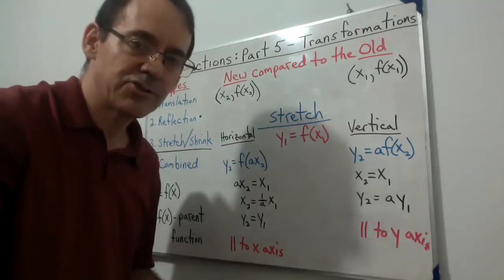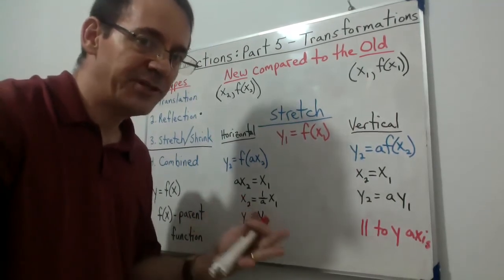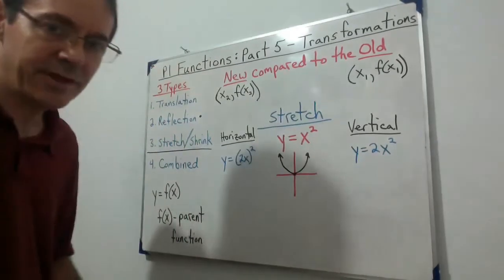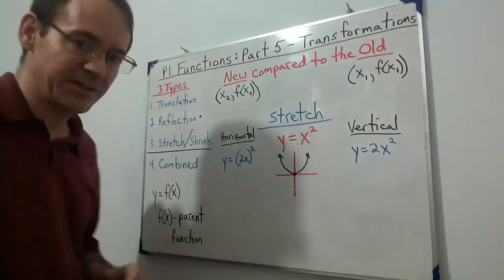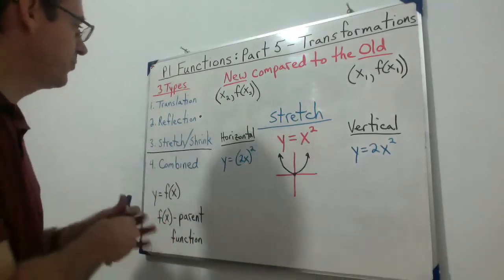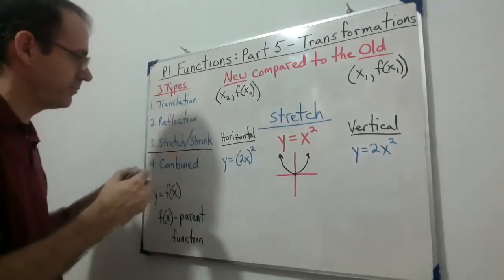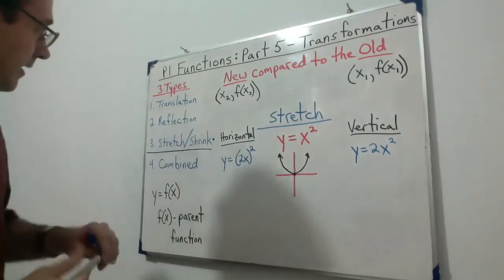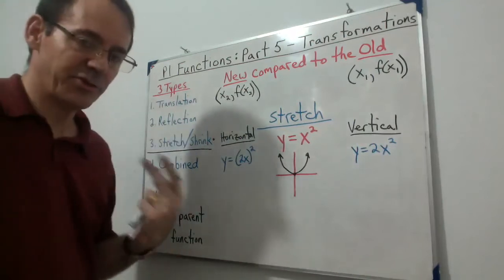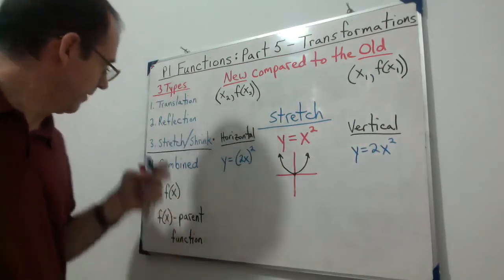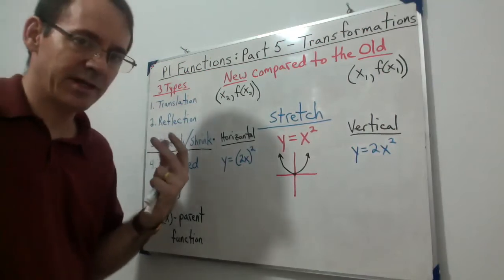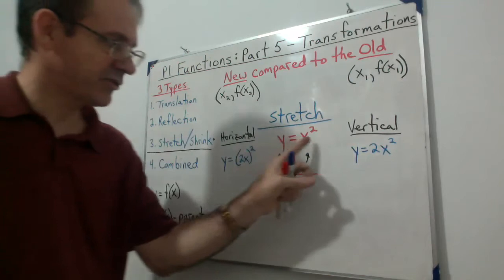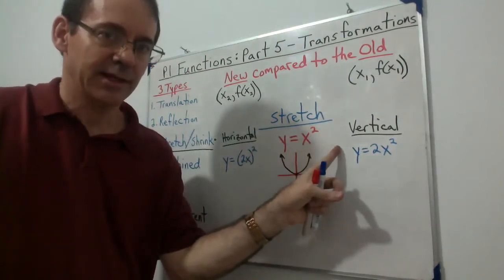Now, let me show you a visual representation of this. Okay, you ready for the graphic illustration? Now, in the first one, we're now down, I forgot to move my little marker here. Now we're down on stretch. For translations, I used the reciprocal function to illustrate it. For reflection, I used the square root function to illustrate it. Now for stretch, I'm going to use the quadratic function to illustrate it.